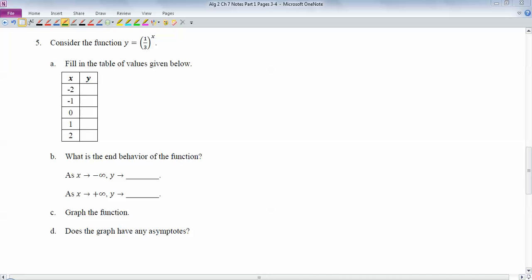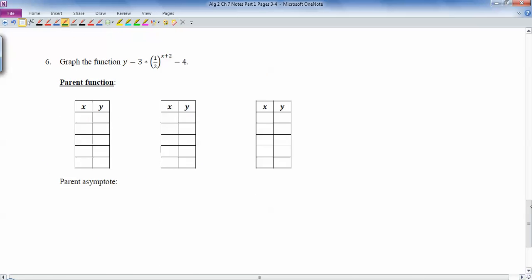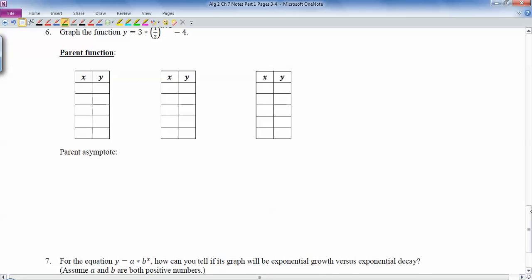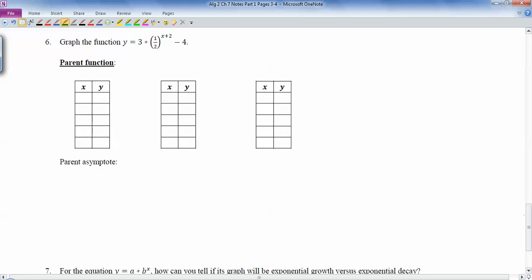Actually, you know what? Let's skip 5 and do 6. 6 is the better problem. Save a little time. Okay, so let's graph this one. y equals 1/2 to the x plus 2, minus 4. Well, the parent function is going to be 1/2 to the x.